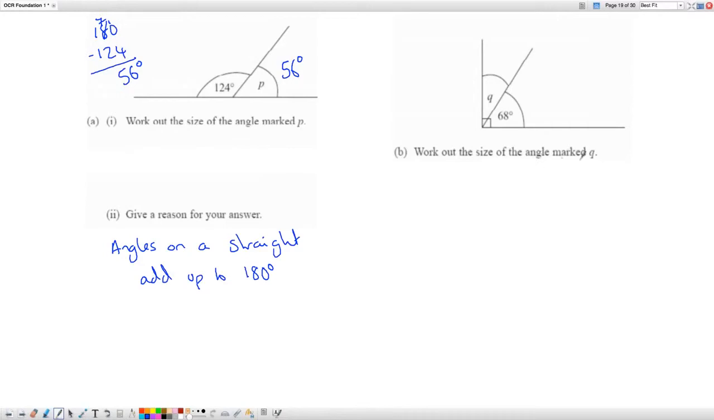Work out the size of angle Q. Here we have a right angle, 90 degrees. Subtract 68. Leaves us with 22. Our angle missing here is 22 degrees.